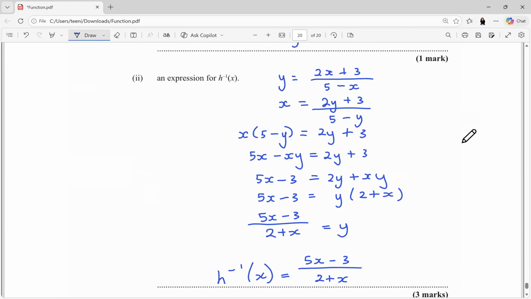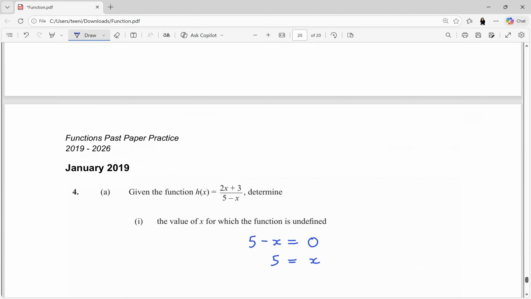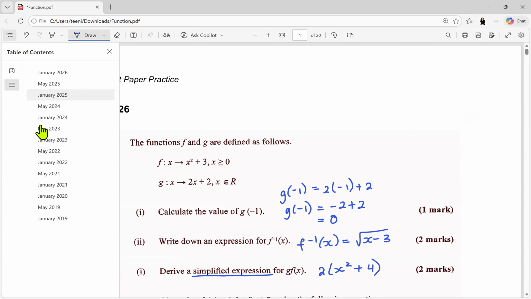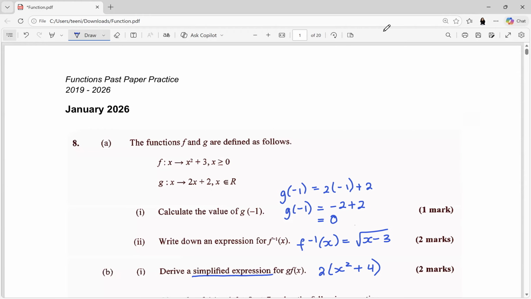And guys, that is the end of 14 past papers, right? So these covered the years January 2019 to January 2026. These were all the questions on functions. And as you can see, it's the same types of questions that come every single year. So you can expect that in this year, the May-June 2026 paper, you will be tested on functions.